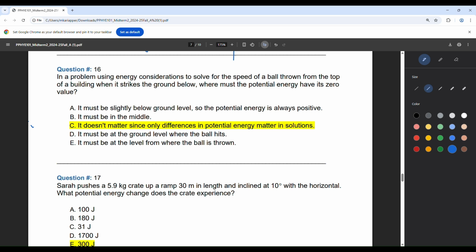So it is completely irrelevant where you put the y equal to 0. The answer will be the same no matter where you put the y equal to 0. So that's why C is the correct answer here. Question number 17.